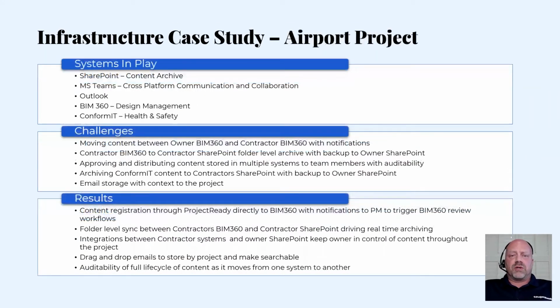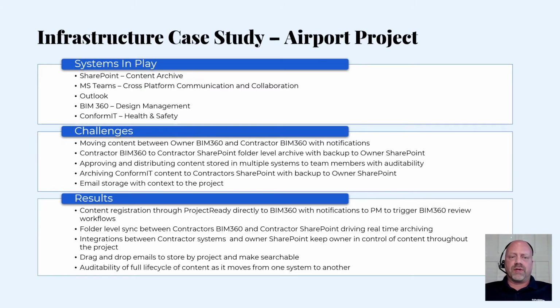So the next project I'd like to talk about is an airport project. So this is a contractor, not an engineering firm. And these folks were trying to bring together SharePoint, Teams, Outlook, BIM 360, and a health and safety app called Conformit. So the challenges they had there is they needed to move content between the owner's BIM 360 and their BIM 360. And then they also needed to take all the information that they had in their BIM 360 and output as reports, and then synchronize that with their own SharePoint because they now had to archive it back to the owner. The owner wanted full transparency on the information that was flowing through the system. They didn't have a good way of doing that.